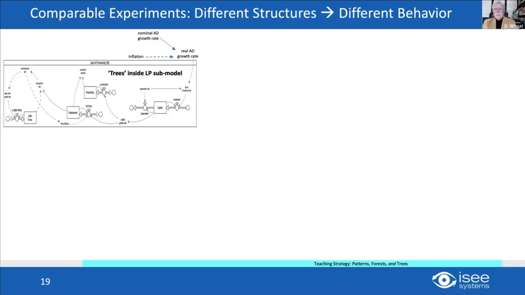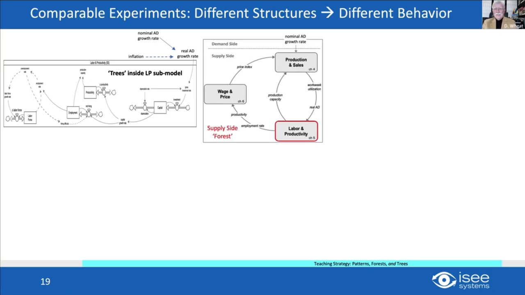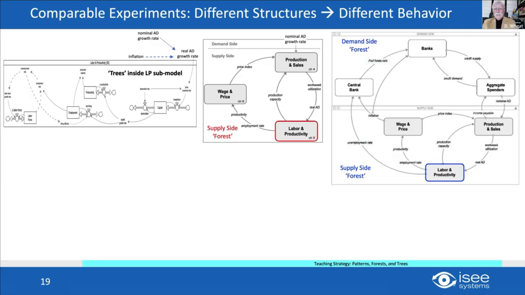So the next step after this assignment is to repeat this experiment with 2 other structures. First of all, we repeat it with the LP submodel, the labor and productivity submodel. And then we put the labor and productivity submodel in connection with the other 2 supply side submodels. So the supply side is fully operational, and then we stimulate it exogenously. I don't use the word exogenous in the course, I say external, but exogenously with the nominal AD growth rate. Again, we can make it step up and stimulate the production and sales submodel, and everything starts rolling at that point. And then the third structure is when we put it all together.